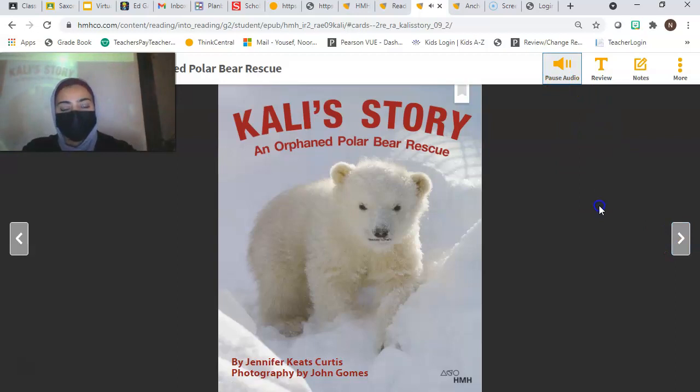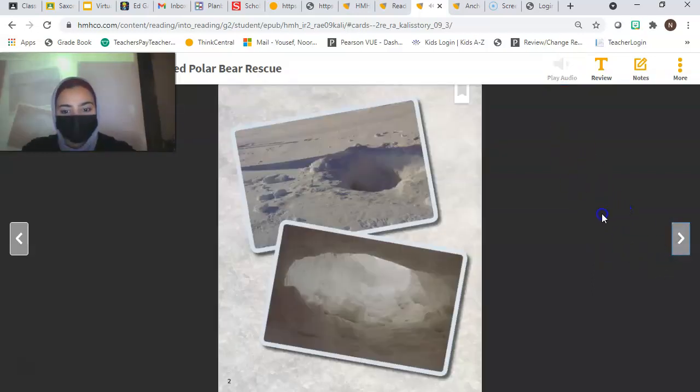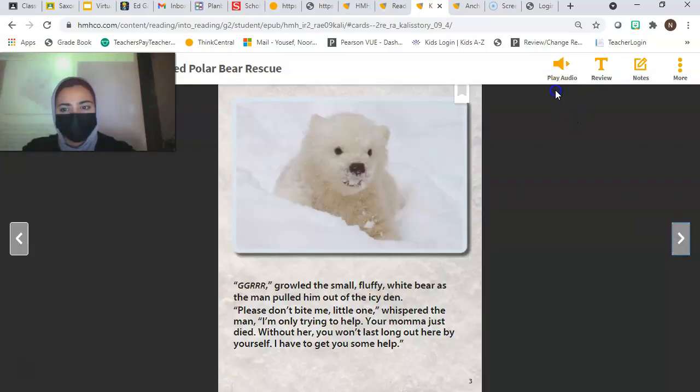Callie's Story, An Orphaned Polar Bear Rescue by Jennifer Keats Curtis. Photography by John Gomes. Grrr, growled the small, fluffy, white bear as the man pulled him out of the icy den. Please don't bite me, little one, whispered the man. I'm only trying to help. Your mama just died. Without her, you won't last long out here by yourself. I have to get you some help.